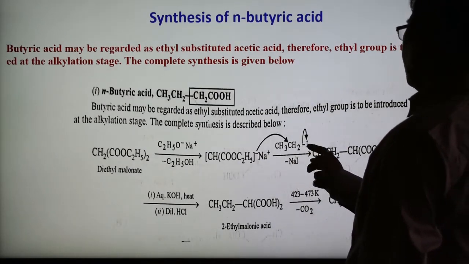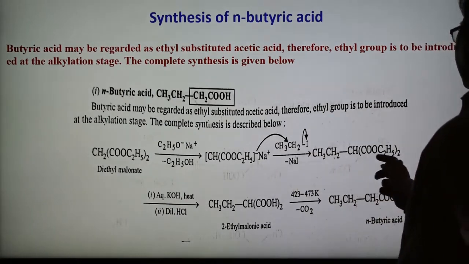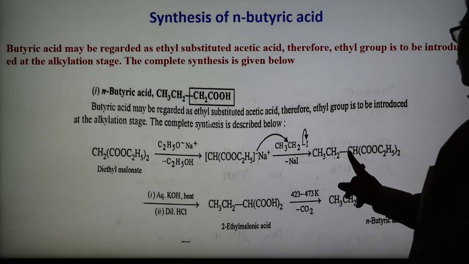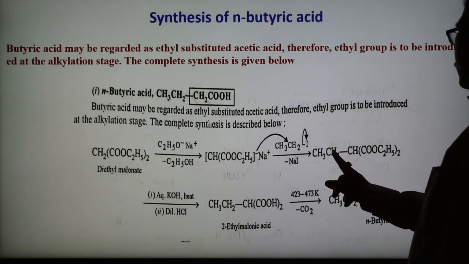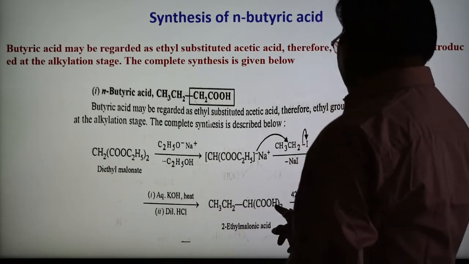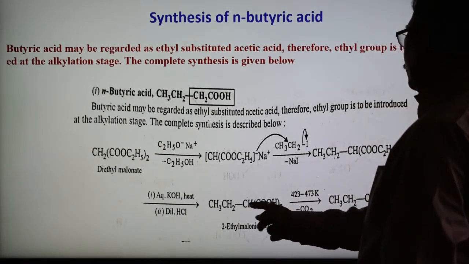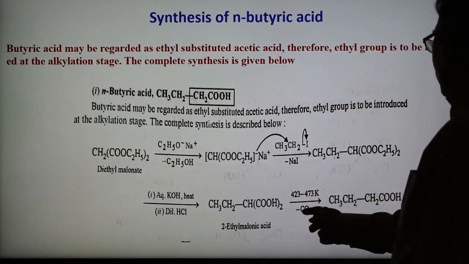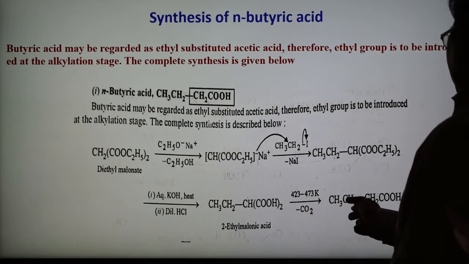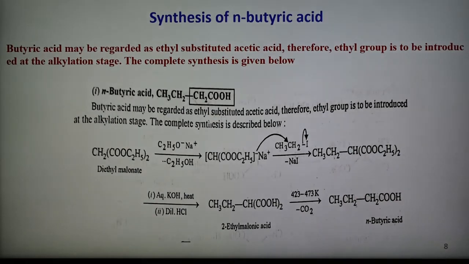React with ethyl iodide, so the ethyl group we have to introduce. When ethyl iodide reacts, NaI is lost, and we get the compound CH(C2H5)(COOC2H5)2. So the alkyl group is attached to this carbon. This is alkylation, and after alkylation comes hydrolysis. With KOH we get the potassium salt, and then acidification gives two COOH groups on the same carbon. Because two COOH are present on the same carbon, CO2 is lost, decarboxylation, and we get CH3CH2CH2COOH, n-butyric acid is formed.